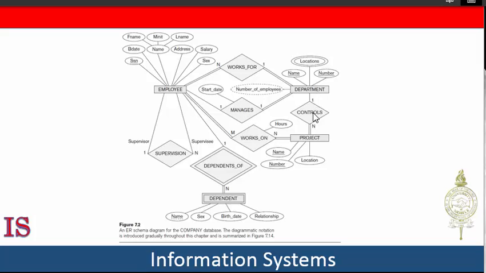Here you see a relationship, controls, between a department and a project. A department controls a project. Looking at this diagram, we can see that a department can control many projects. That double line indicates, and also that N indicates, that a department can control many projects. Look at it in the other direction. A project can be controlled by one and only one department. That's just what this graphical representation tells us.